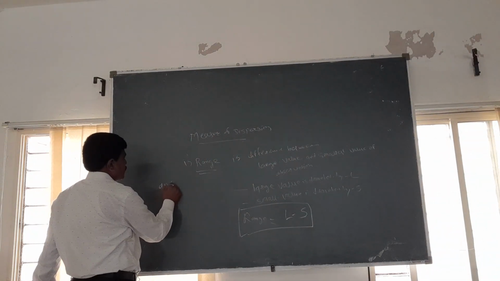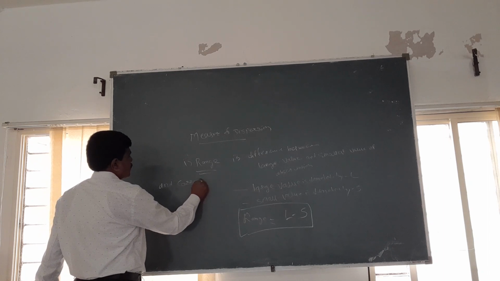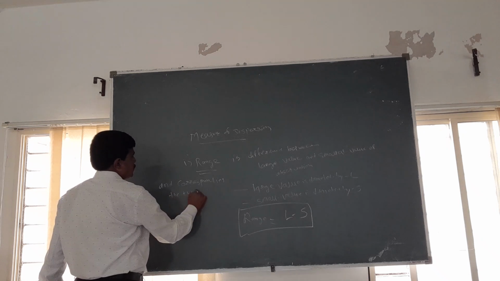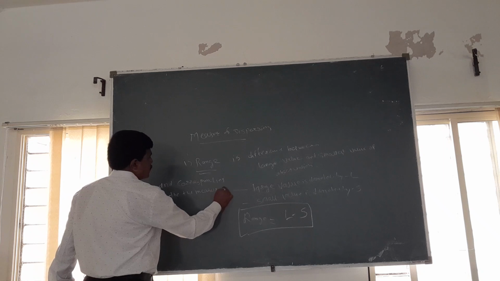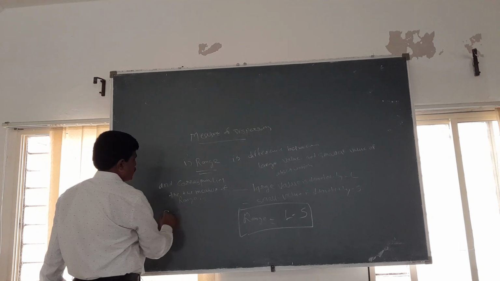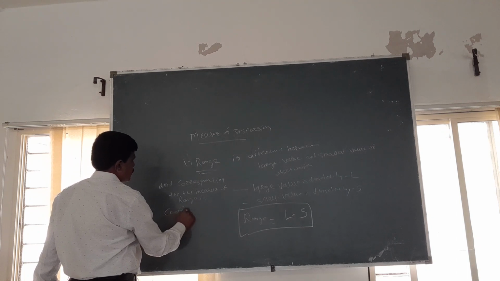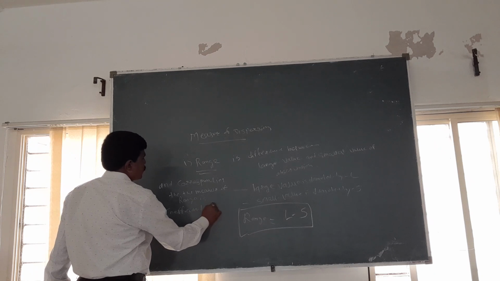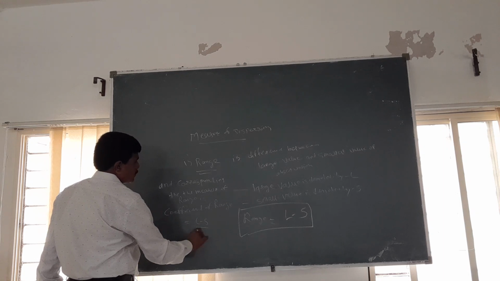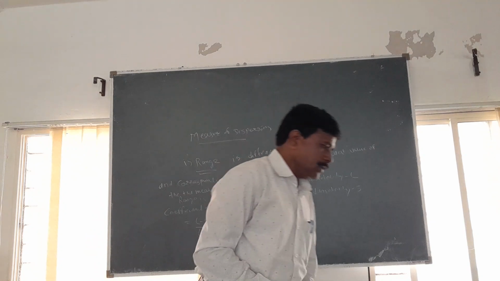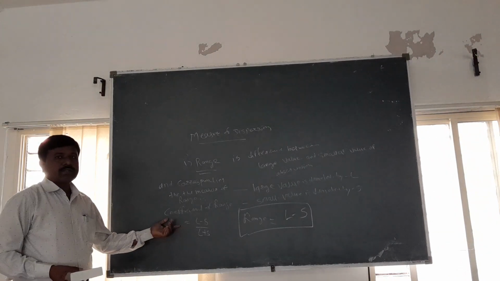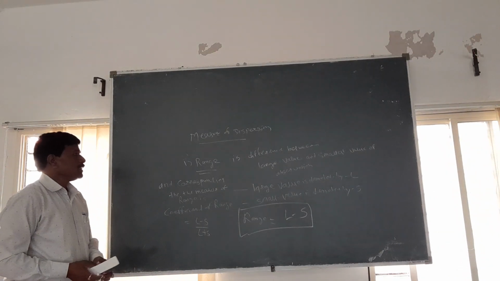And the corresponding relative measure of range is the coefficient of range, that is L minus S divided by L plus S. That is, coefficient of range is L minus S divided by L plus S.